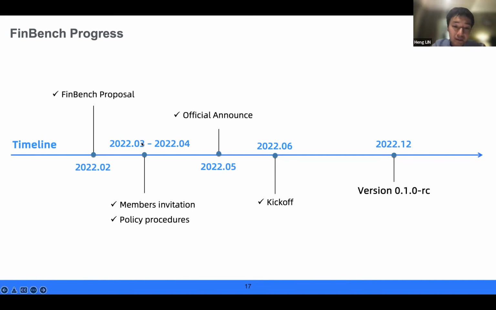And member invitation was in March and April. In May, the official announcement of the financial benchmark was made, and we kicked off just 2 weeks ago. In our schedule, we want to have a version at the end of this year.